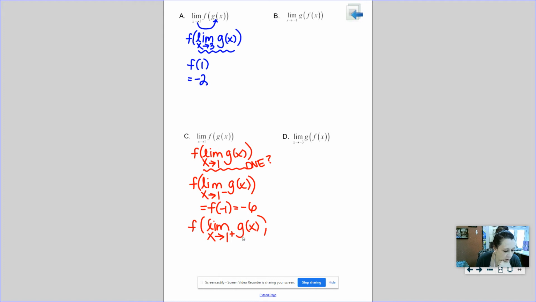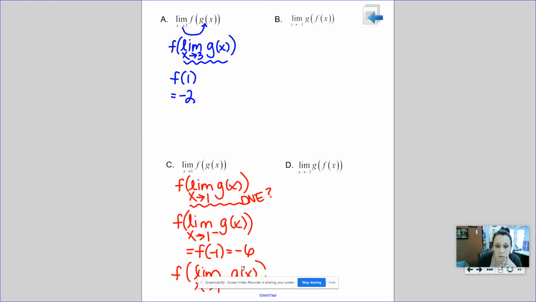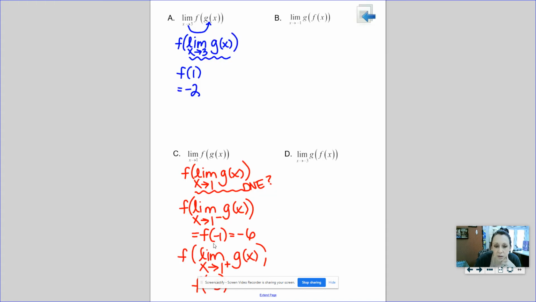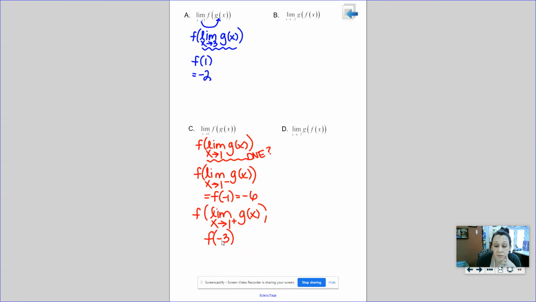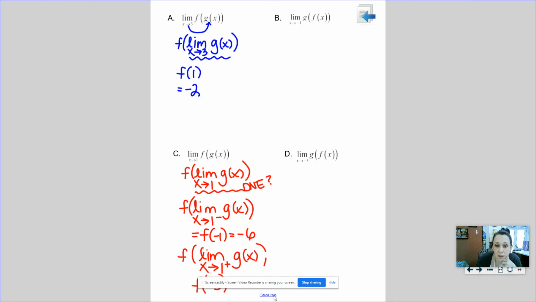If we check from the right, oops, wrong way. As we approach, what were we approaching? The limit from the right is equal to -3. Oops. Wait, not -1, 1. Was it still -3? Did I say that right? The limit as x approaches 1 from the right. Yeah, it's -3. Okay, and then we still have to take f of -3. So f of -3 is -6.